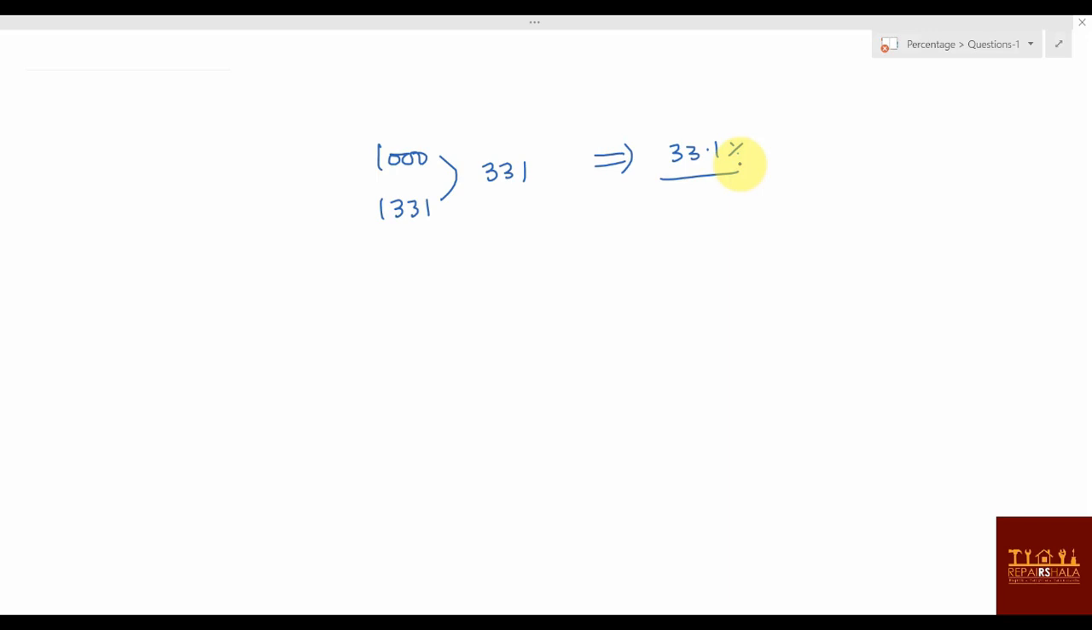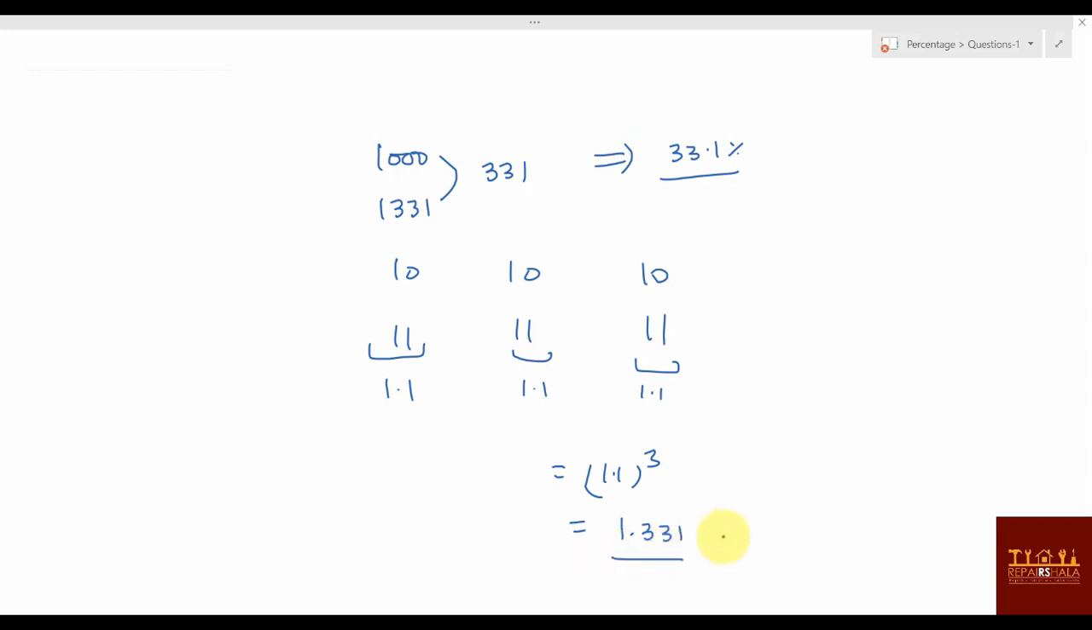Okay. So what you are doing here is, 10 is becoming 11, 10 is becoming 11, 10 is becoming 11. Actually, 10 becoming 11 is multiplying with 1.1, multiplying with 1.1, multiplying with 1.1, or you can say 1.1 whole cube. What is 1.1 whole cube? 1.331. 1.331 is what? 33.1% increase. So either you look by the ratio method, the A, B method, the percentage method, successive increment method, or the multiplying factor method. Anything is fine, you will get the answer.